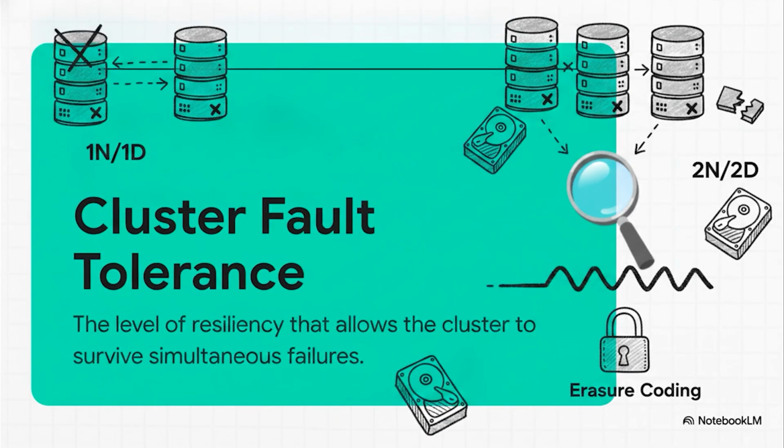And our third core concept is cluster fault tolerance, or CFT. While RF is all about the number of data copies, CFT defines your cluster's overall level of resiliency against simultaneous failures. For instance, a 1n/1d tolerance means your cluster can survive one node or one drive failure without breaking a sweat. A 2n/2d tolerance means it can handle 2 simultaneous failures. As we'll uncover, your configured CFT has massive and sometimes totally hidden implications for erasure coding.